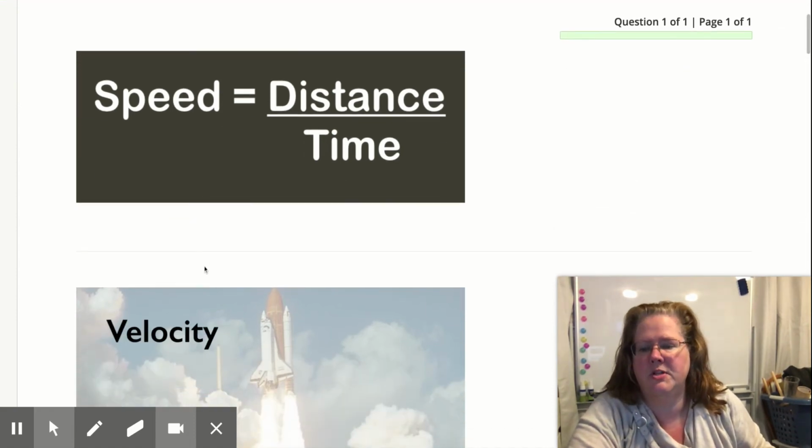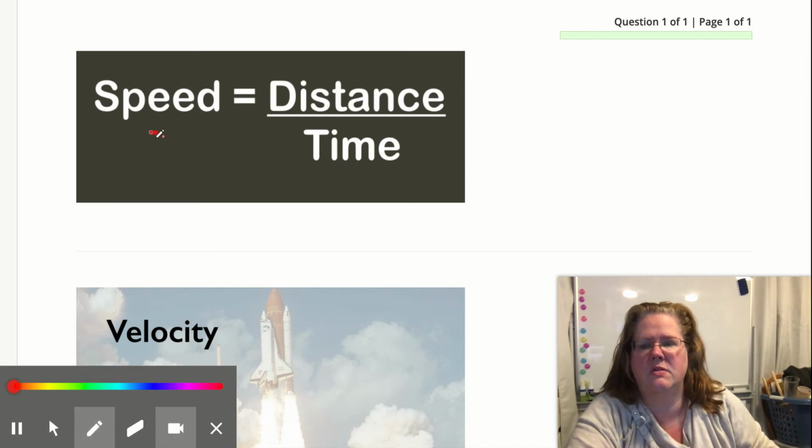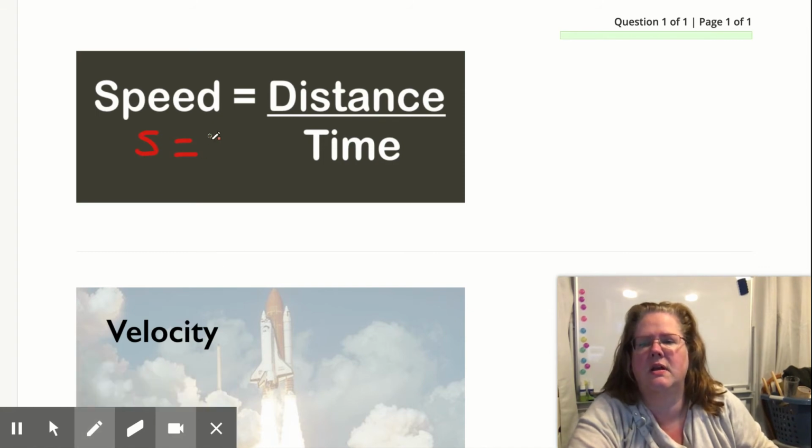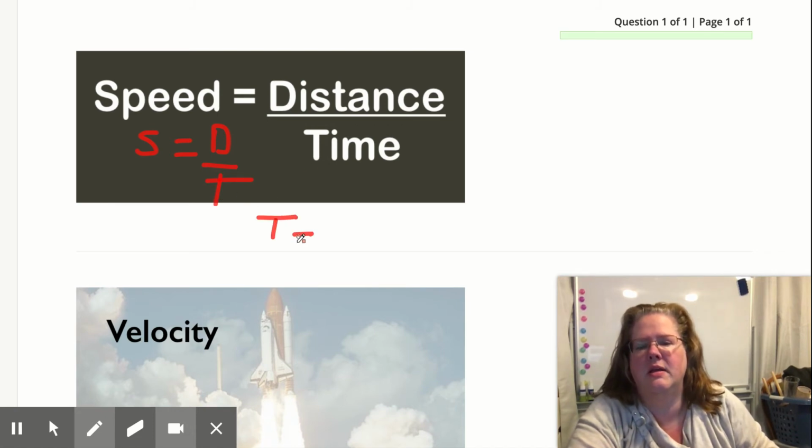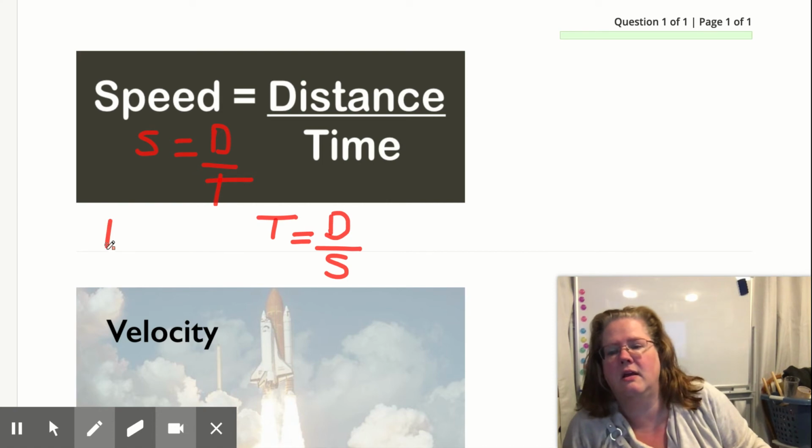So on your formula sheet, you're going to want to write that down. Speed equals distance divided by time. And I can rearrange that. I can do time is equal to distance divided by speed, or I could calculate distance, right? Distance then would be speed times time.